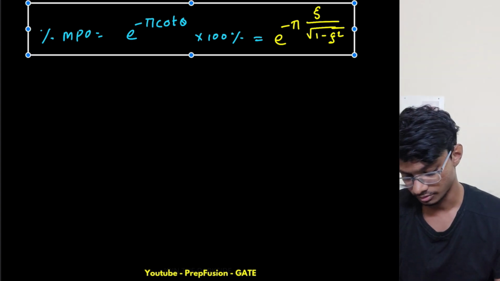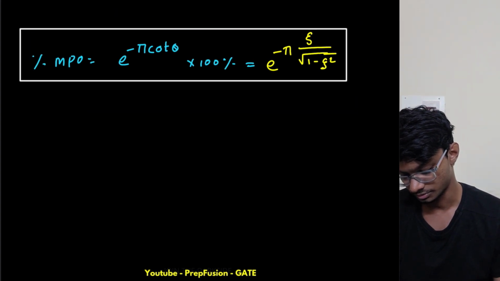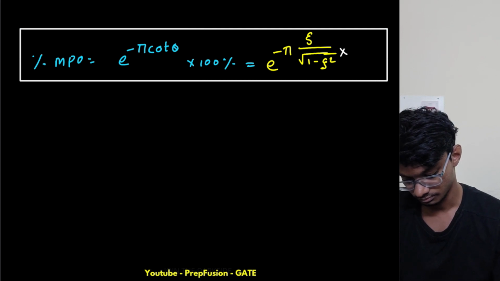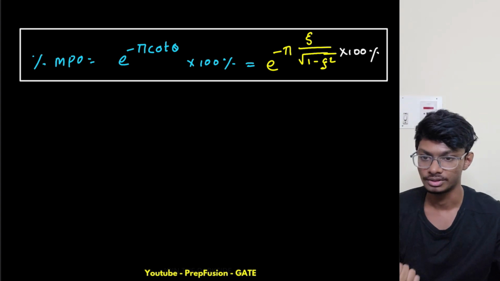I have to multiply by 100% over here also, because this is percentage peak overshoot. So this is basically my maximum peak overshoot.